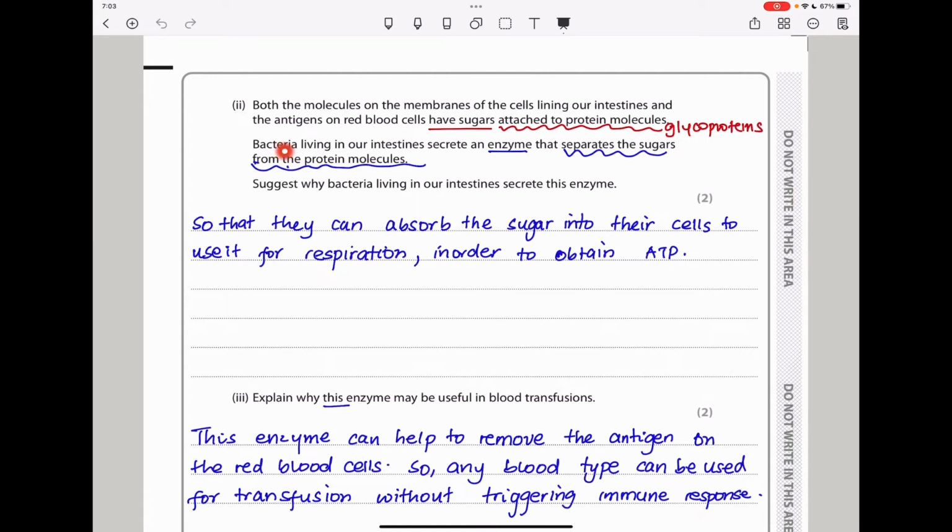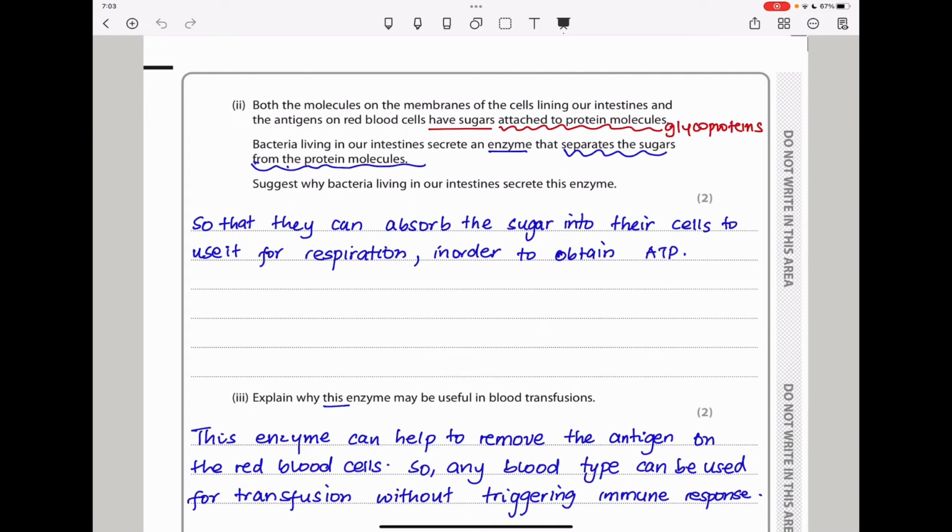So they say, bacteria living in our intestine secrete an enzyme that separates the sugars from the protein molecules. Suggest why bacteria living in our intestine secrete this enzyme. So they do so that they can absorb the sugar into their cells to use it for respiration in order to obtain ATP. This is really basic.